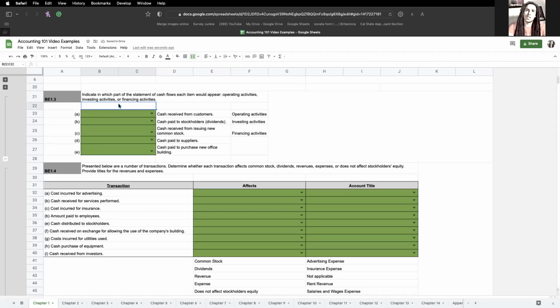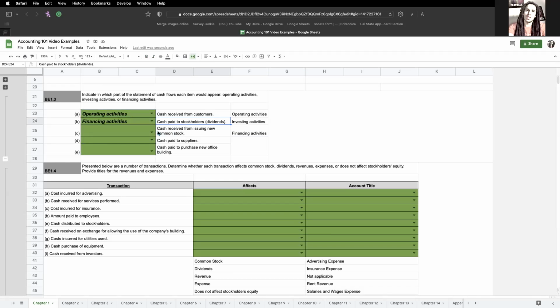Indicate which part of the statement of cash flows each item would appear: operating activities, investing activities, or financing activities. The cash received from customers, that's an operating activity. These are the activities that go on during a regular basis for the company when they are running their business, and cash received from customers is an example of that. Cash paid to stockholders in the form of dividends, this is a financing activity. They are financing cash to the shareholders who invested in the company by paying out a dividend. This could be a set amount, or this could be a percentage depending on what they choose.